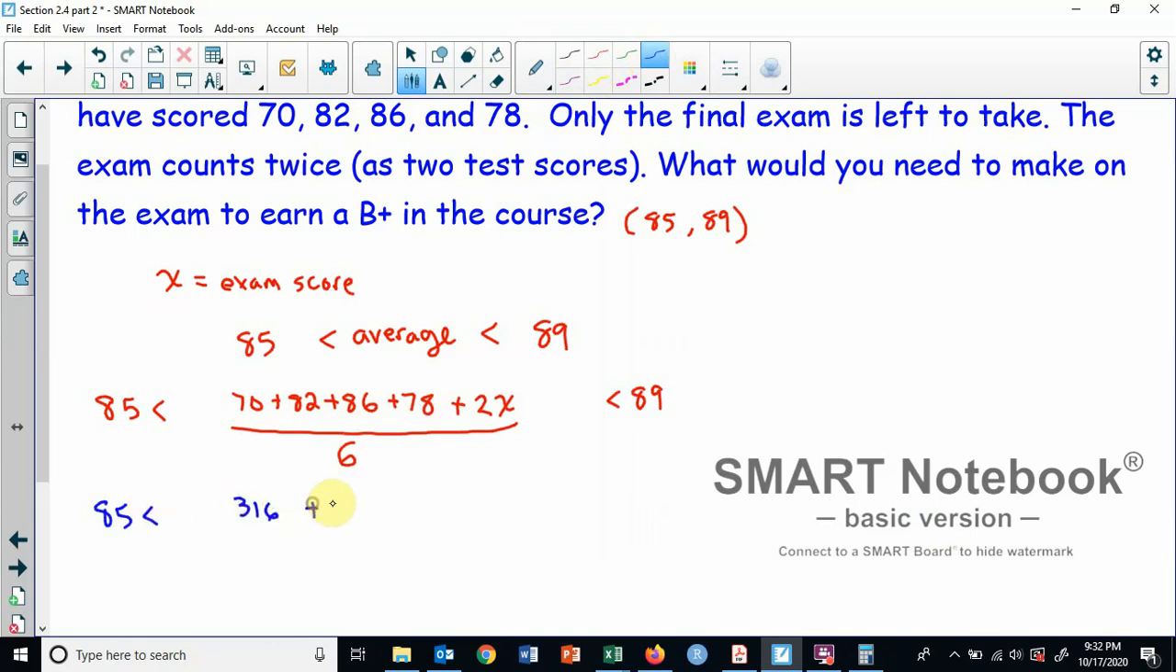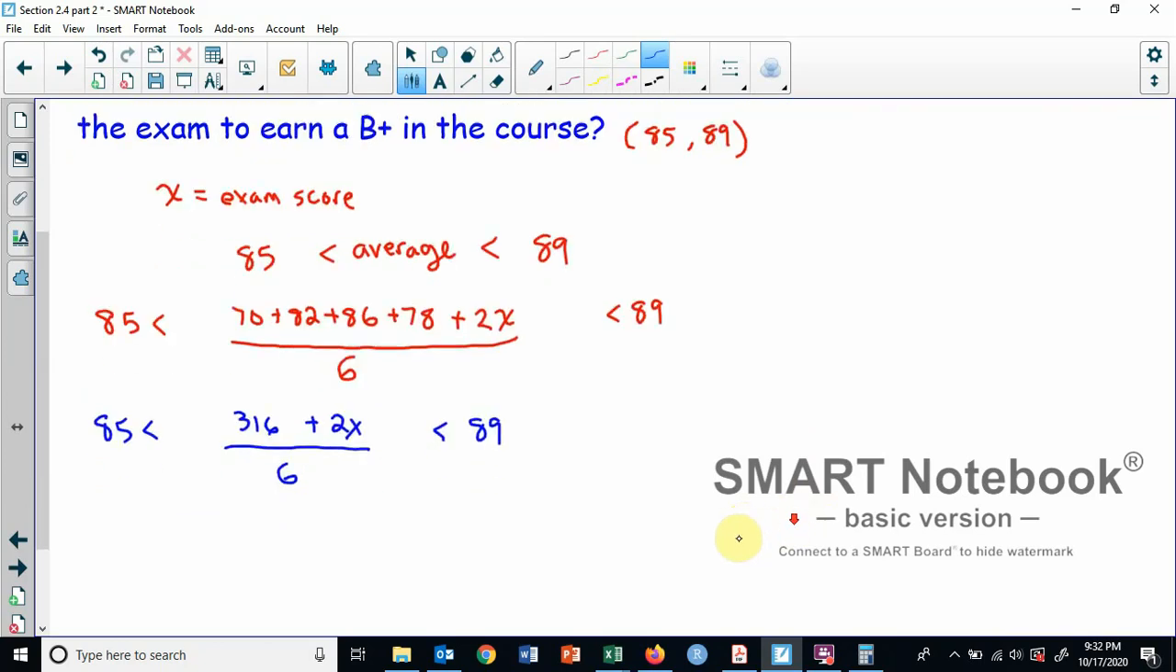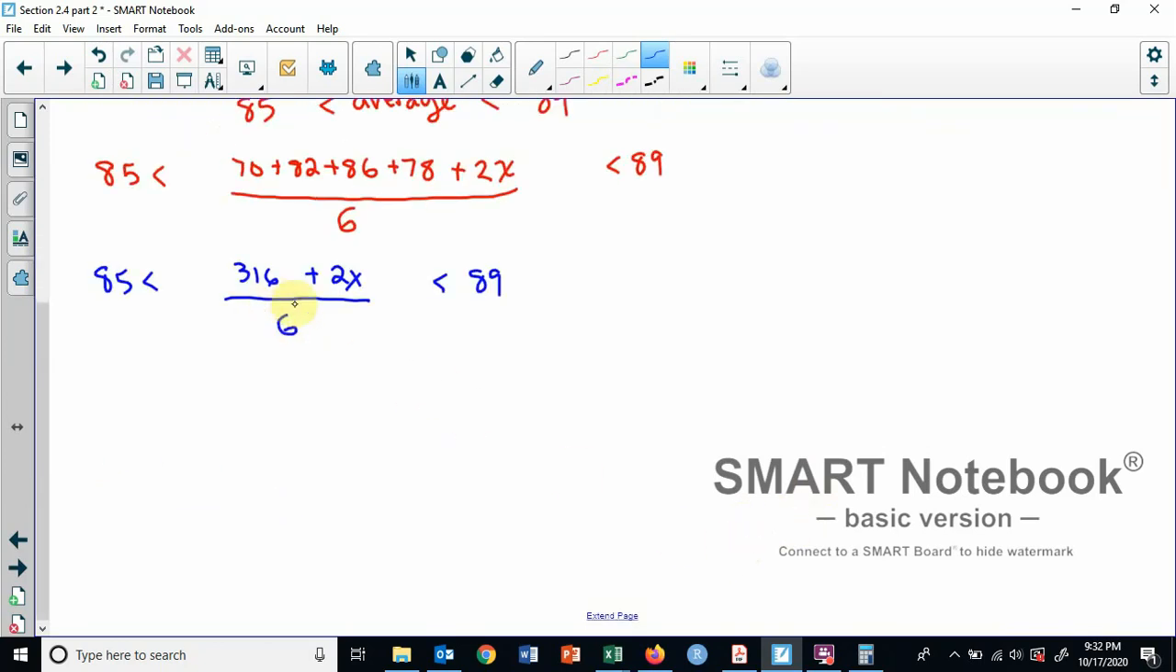316 plus 2x over 6, and it's in between 85 and 89. Okay, so let's see if we can solve this. So I've simplified it. Let's see if we can solve it. Right off the bat, you probably don't like that it's a fraction, right? But that is a-okay, because I know how to kill off fractions.